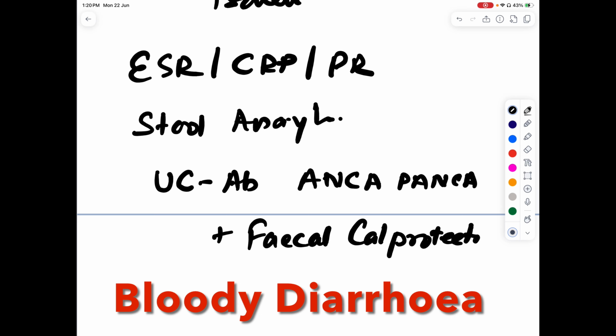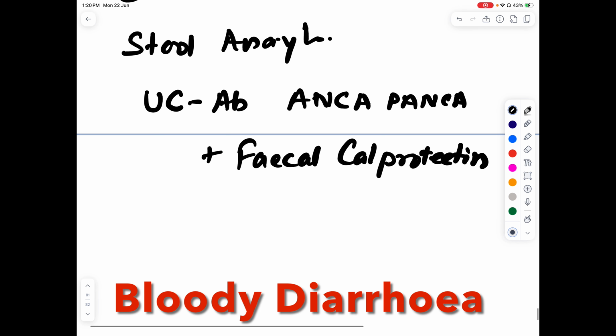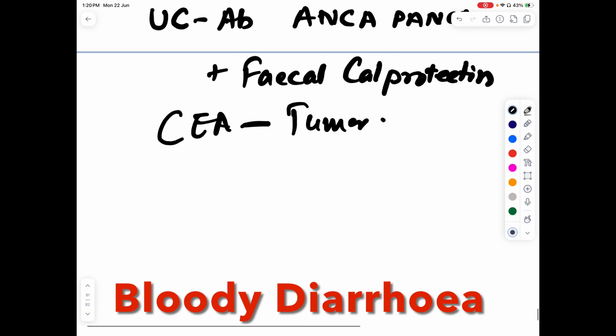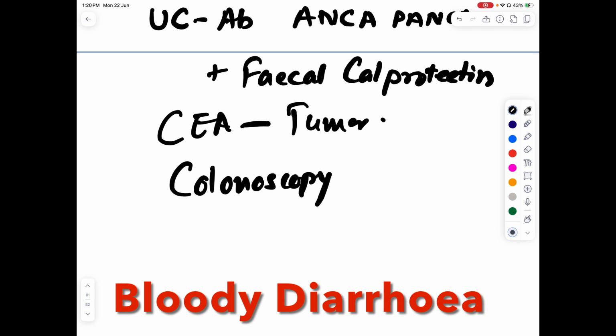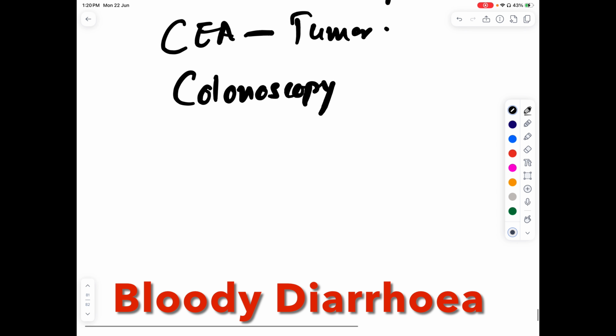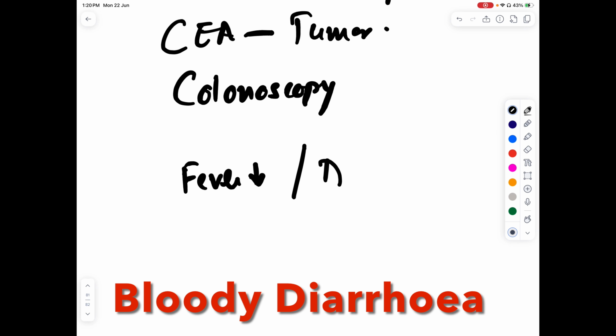So this is the one test. Carcinoembryonic antigen for malignancy is a tumor marker. Colonoscopy you can do to rule out angiodysplasias once the acute attacks subside. How can you understand the patient is improving? If the fever settles, fever goes down, and diarrhea stops, and CRP and WBC counts go down.